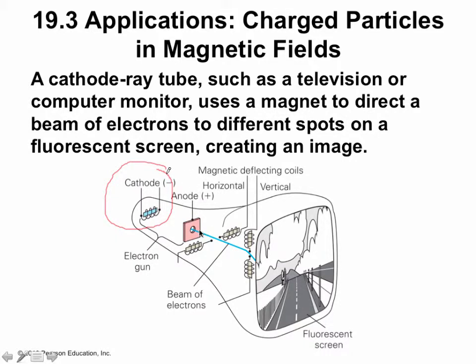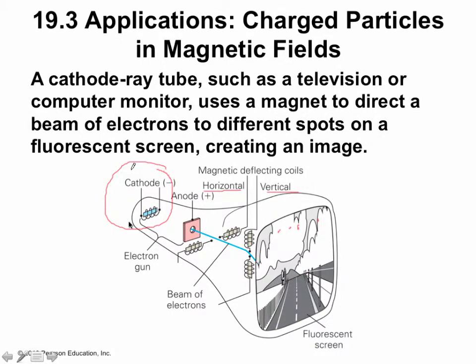So we're altering the path of the electron both horizontally and vertically. And what it does is it'll put the electron here, put an electron here, put an electron here, and it does it really fast. And so that's how you see the old picture tube TVs.